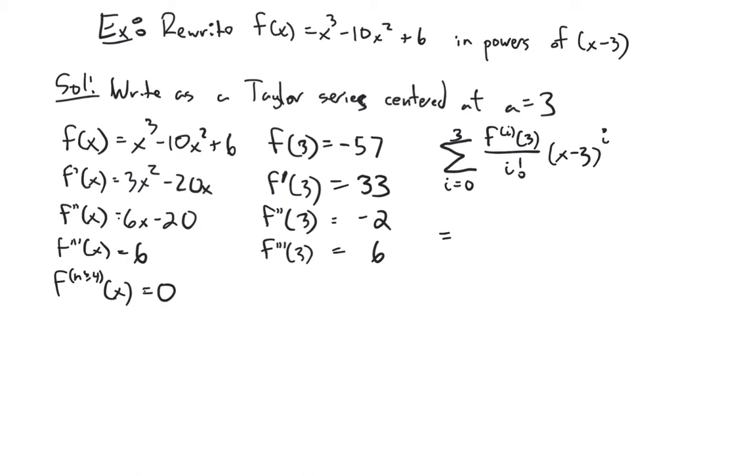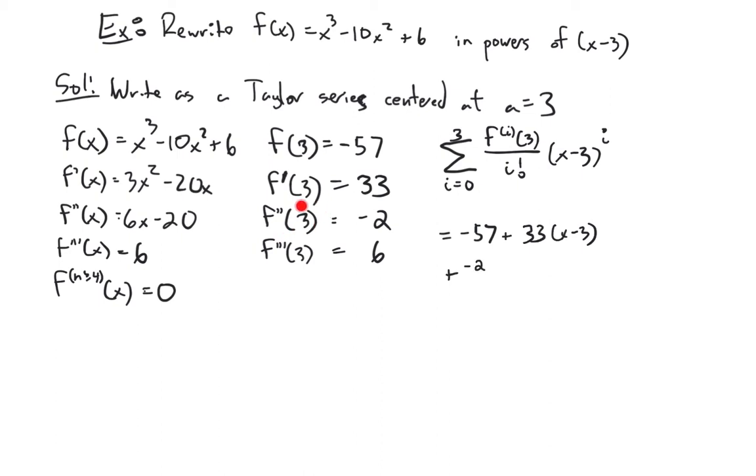So I have the 0th derivative evaluated at 3, which is minus 57 over 0 factorial. 0 factorial is 1. And then x minus 3 to the 0, so that's 1 as well. So the constant term is just minus 57. And then the next term is going to be the first derivative evaluated at 3, so 33 divided by 1 factorial, which is 1, times x minus 3 to the 1. And then we have the second derivative, so that's negative 2.